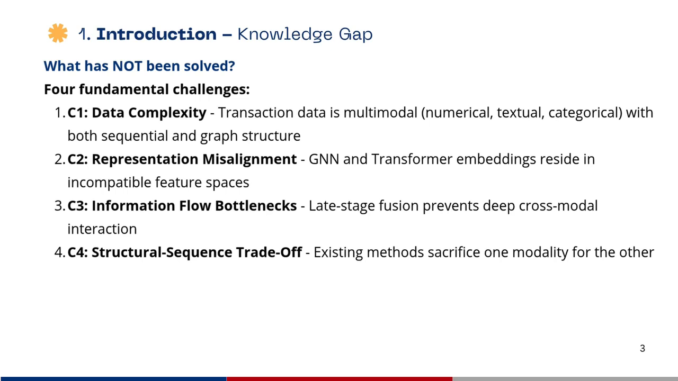The third one is the information flow bottleneck. And the fourth challenge is the structural and sequence trade-off. Existing methods sacrifice one for the other.